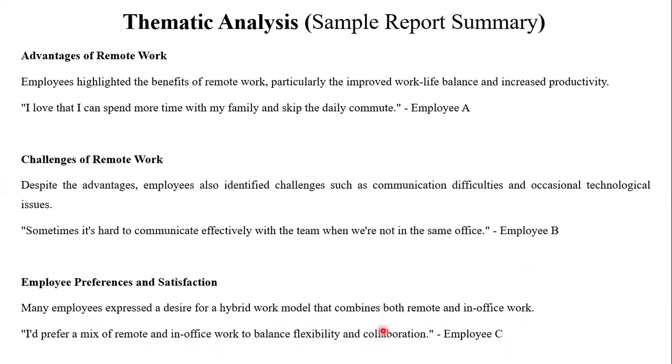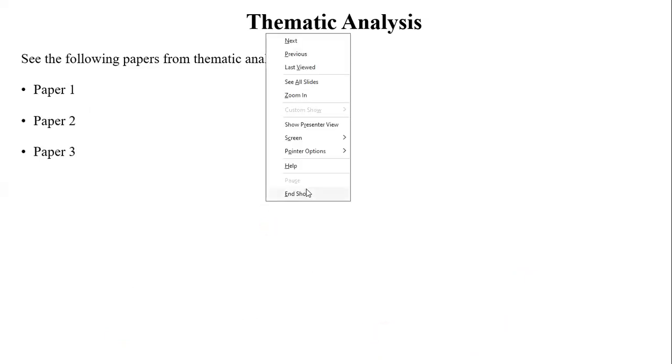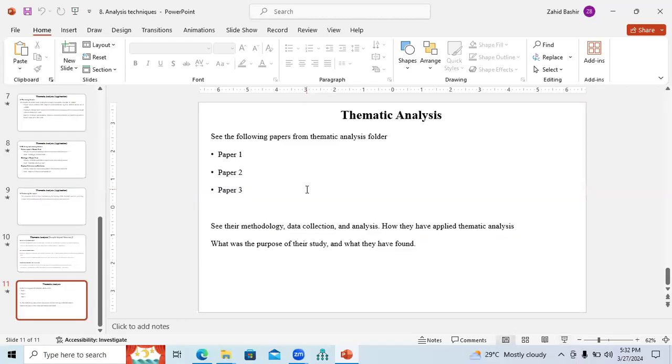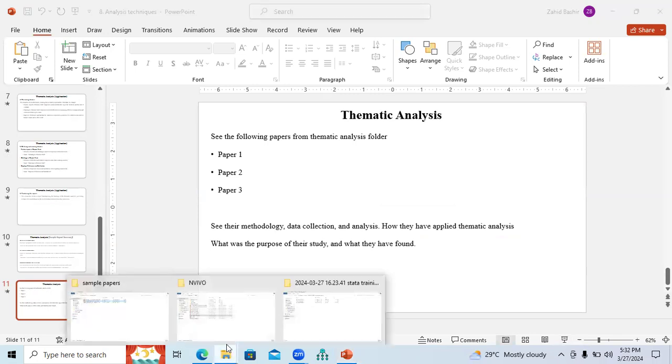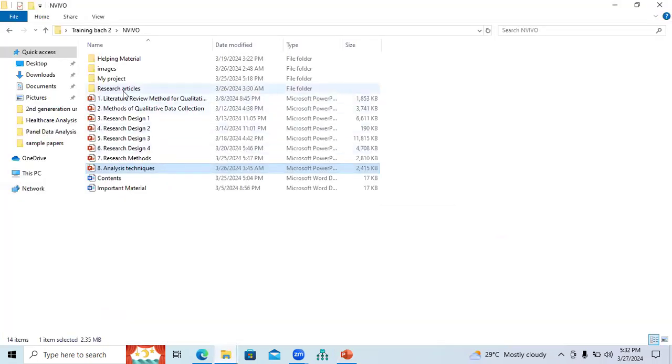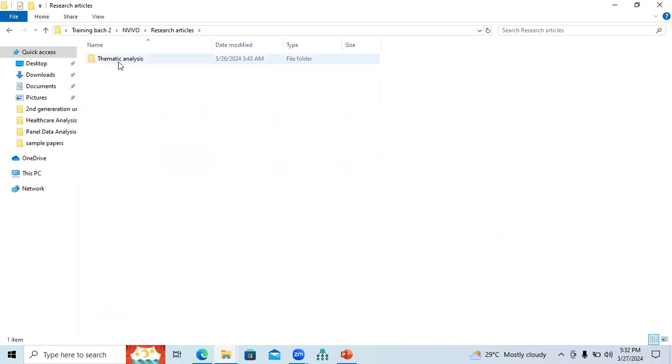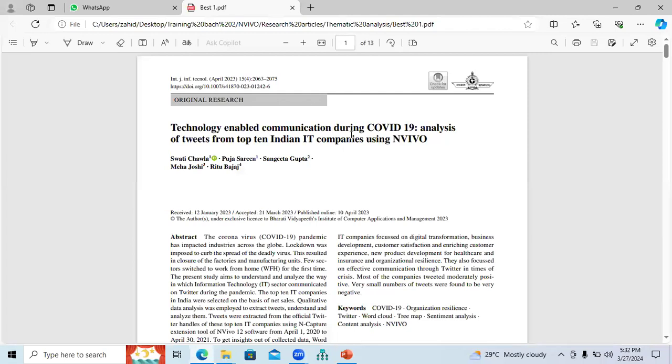So this is how you would report your findings of thematic analysis. See the following papers from the thematic analysis folder, papers 1, 2, and 3. Let me show you these papers for your consideration, so that you may be able to understand the real procedure. I would like to show you some of the research studies that are using thematic analysis.